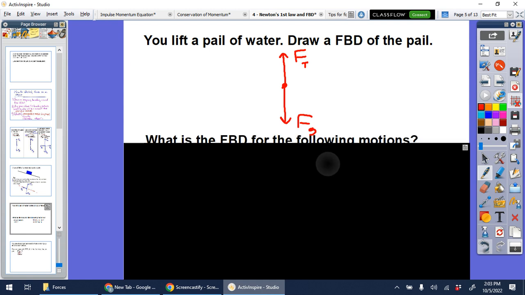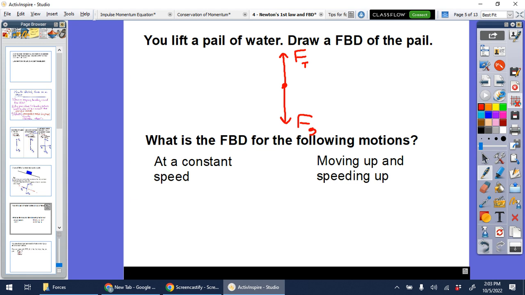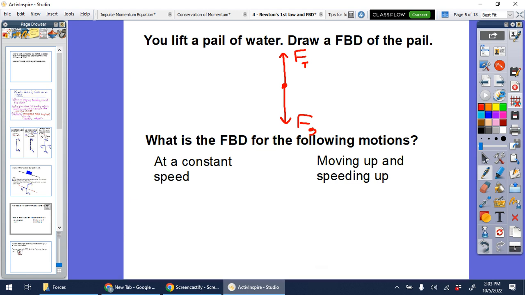So for example, here are two different possible motions of that object. I could be lifting this pail of water at a constant speed, or I could be lifting it up while speeding up. So those are two different things. And what you need to do then is be able to make this FBD accurate with its lengths to represent these two motions, right? So I'll do this one, for example.